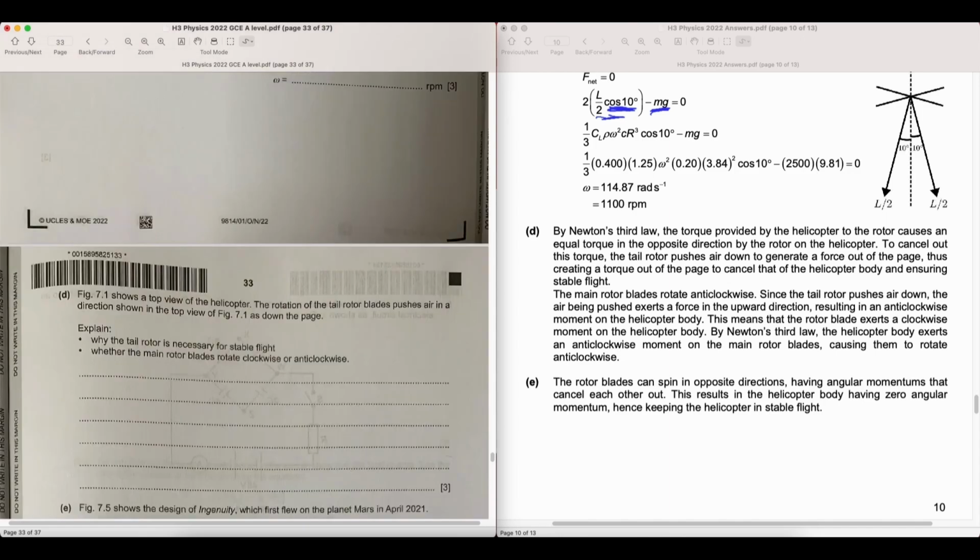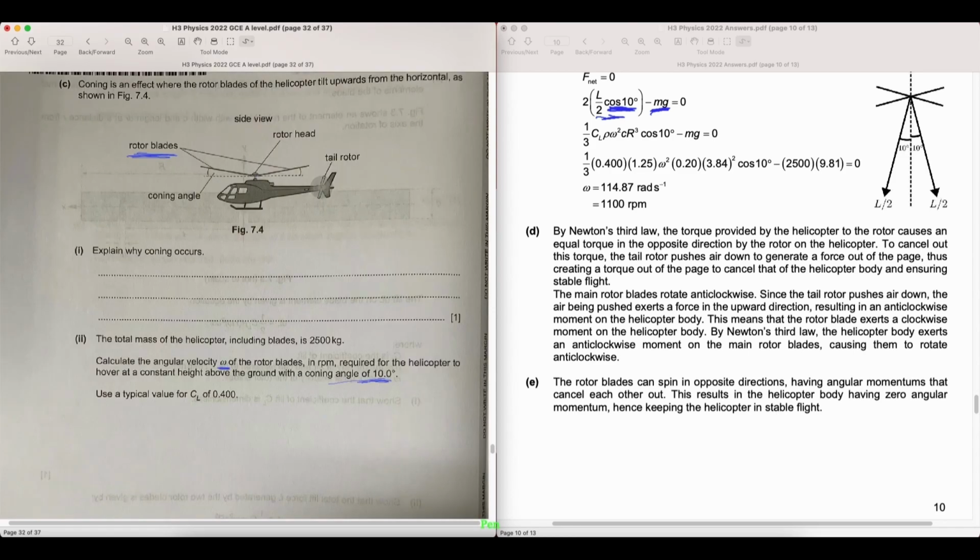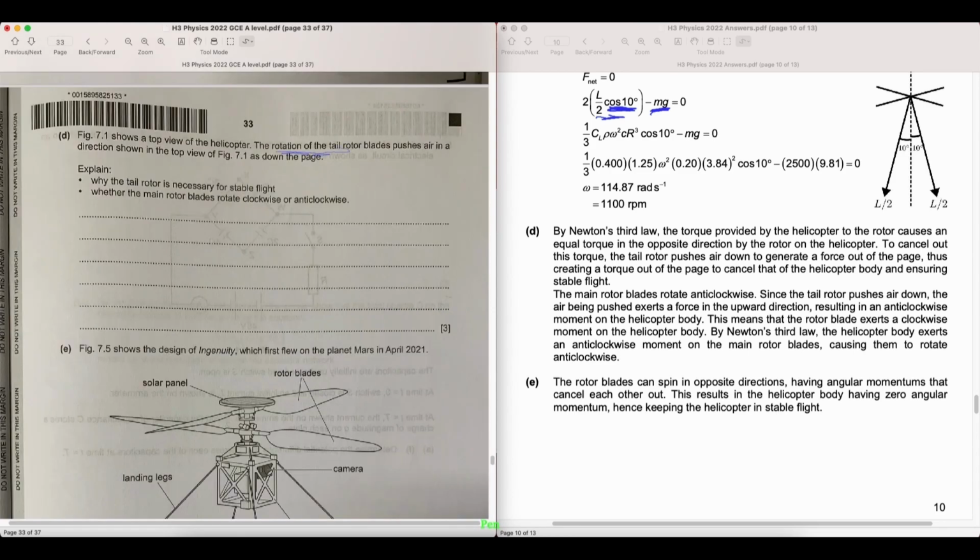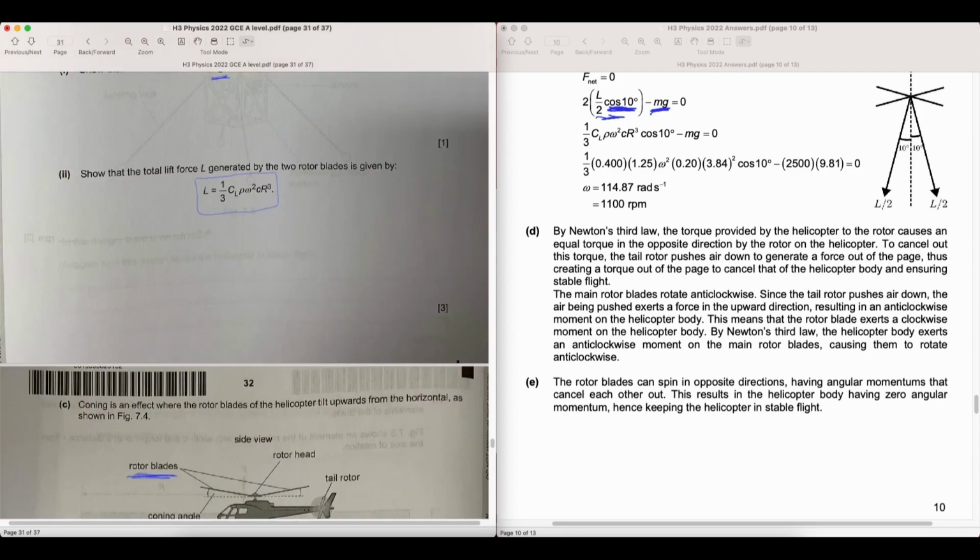Now, whether the main rotor blade rotates clockwise or anti-clockwise, we can deduce it from the following information over here. We see that the rotation of the tail rotor blade pushes air in the direction shown in the top view of 7.1 as down the page. Remember these two pieces of information, top view of 7.1 and down the page. Now let's jump over to that page.